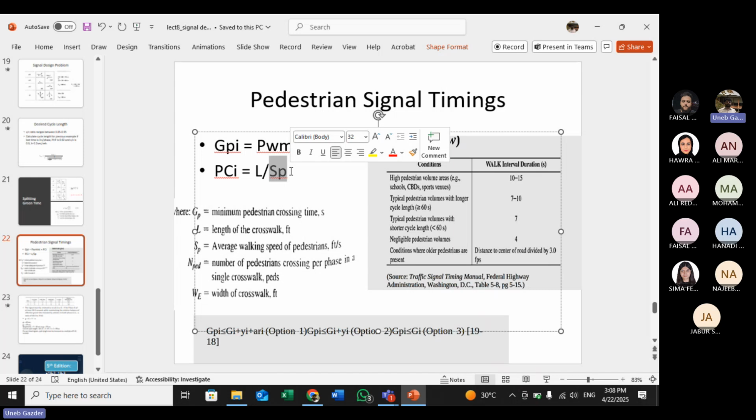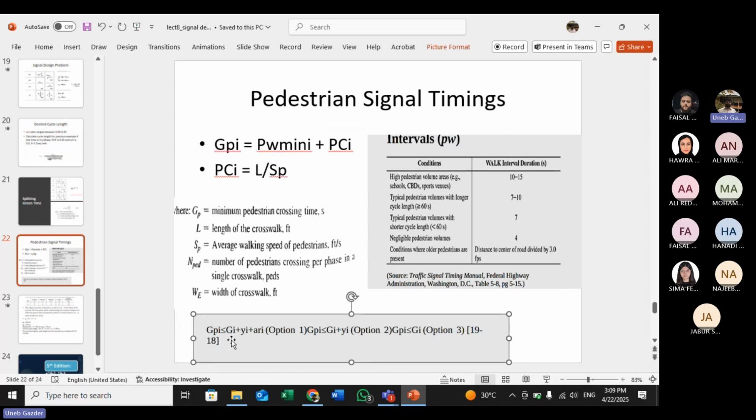You have 3 criteria. You can apply one of these 3 criteria. The first criteria, all of them are given here. So this is the first criteria, option 1, option 2, option 3.